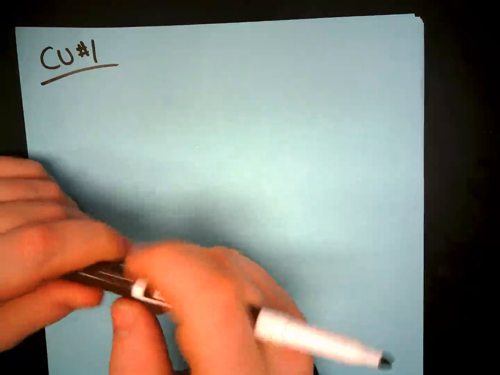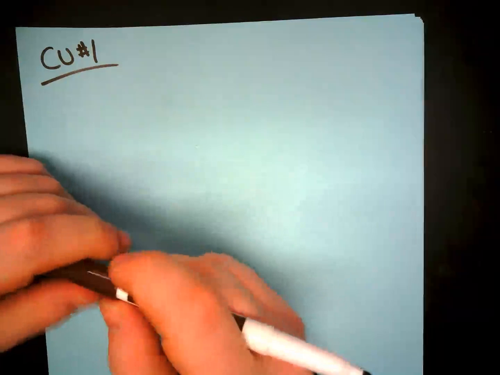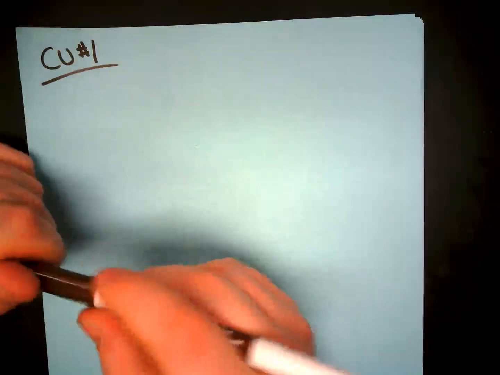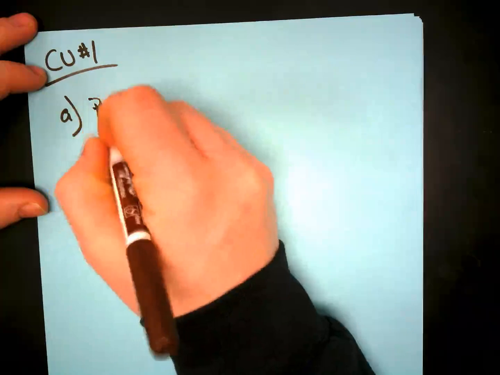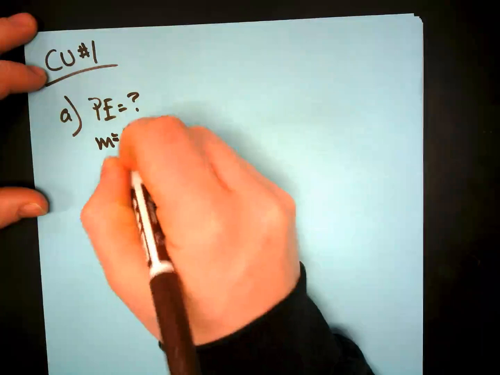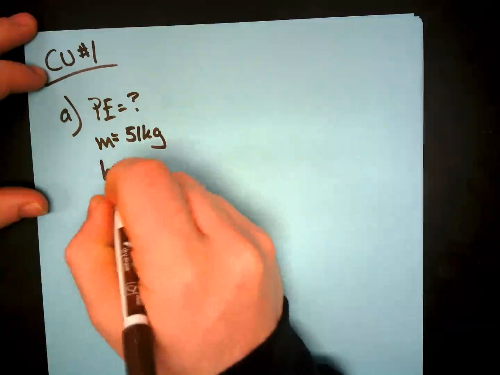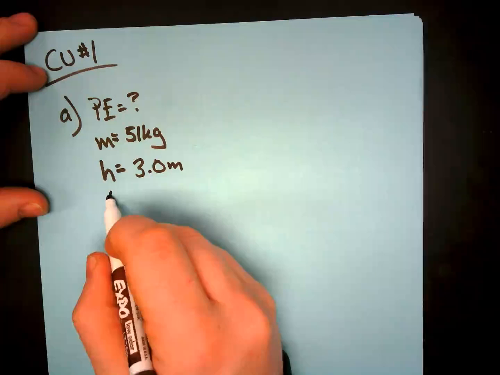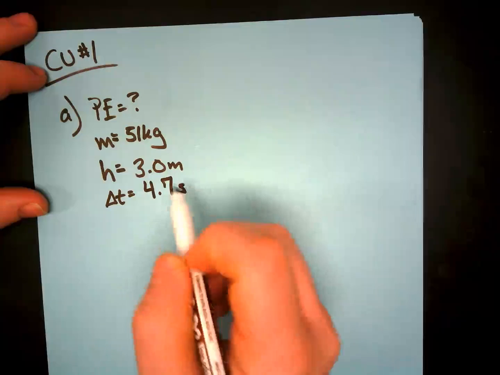Okay, so now here, in this case, there's a number of things that we can do. Here it's just asking straight out, what's the gravitational potential energy? So for A, what is PE equal to? Well, we're given mass, which is 51 kilograms. We're also given distance, in this case height, which is 3 meters. And we are also given time, which is 4.7 seconds.